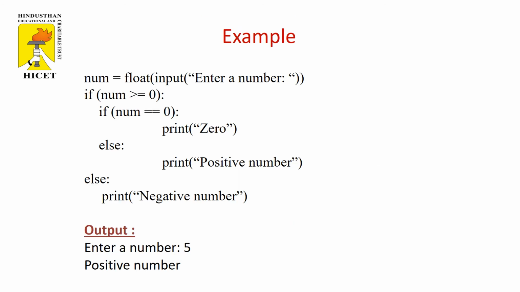In this example, we declare num as a variable and get the user input. In the outer if condition, we check whether the num value is greater than or equal to 0. If it is true, it goes inside the inner if condition. In the inner if condition, we check whether the value equals 0. If that is true, it prints 0. If it is false, it prints positive number. If the outer condition is false, it moves to the outer else block and prints negative number. In our output, the user gave a positive number, so it prints positive number.